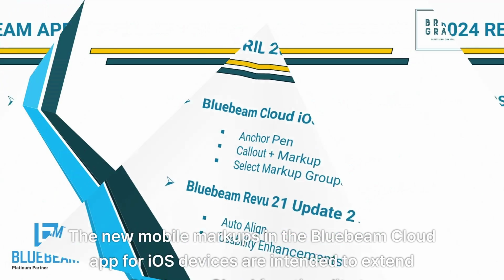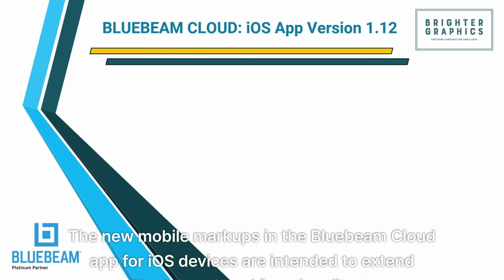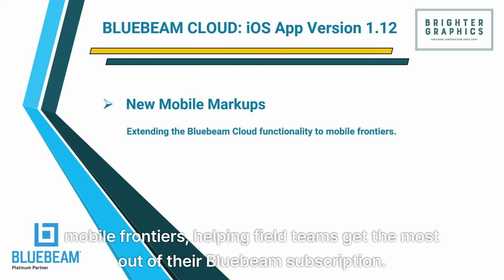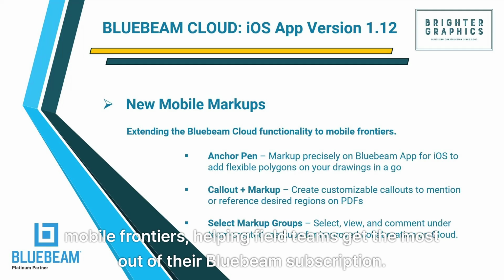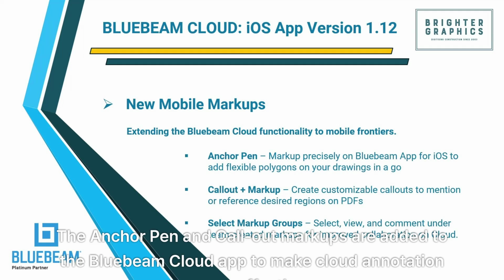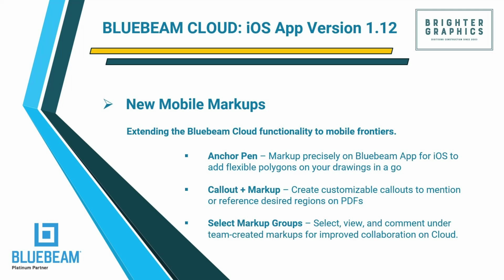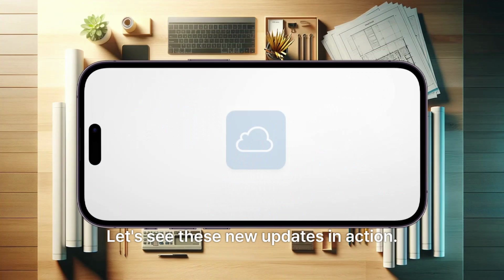The new mobile markups in the Bluebeam Cloud app for iOS devices are intended to extend Bluebeam Cloud functionality to mobile frontiers, helping field teams get the most out of their Bluebeam subscription. The anchor pin and callout markups are added to the Bluebeam Cloud app to make cloud annotation more effective. Let's see these new updates in action.